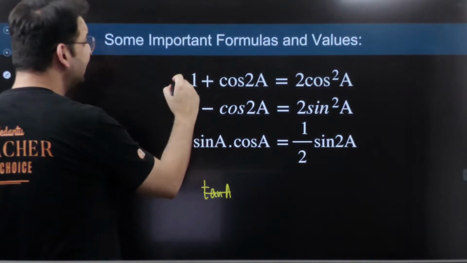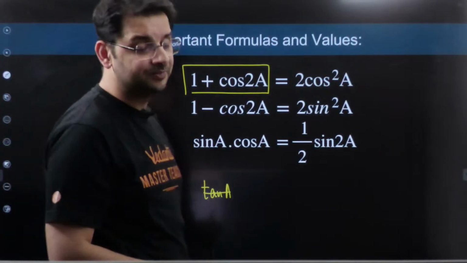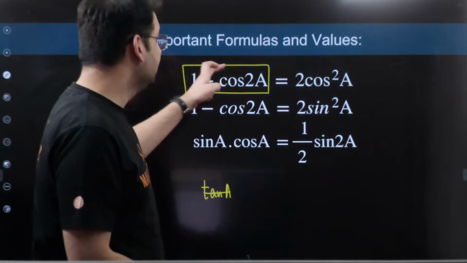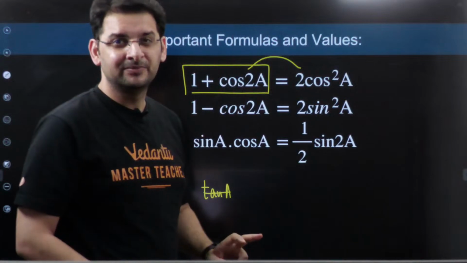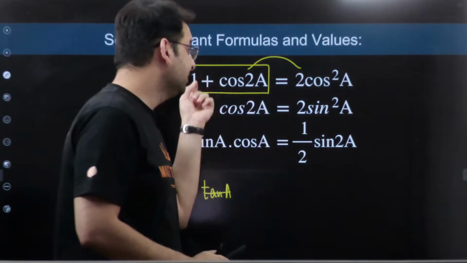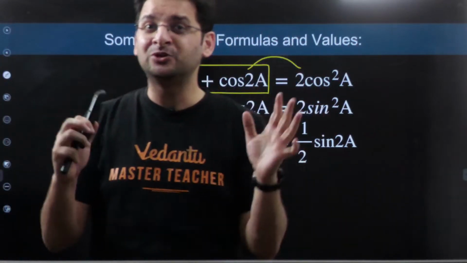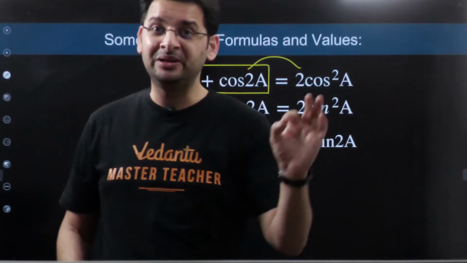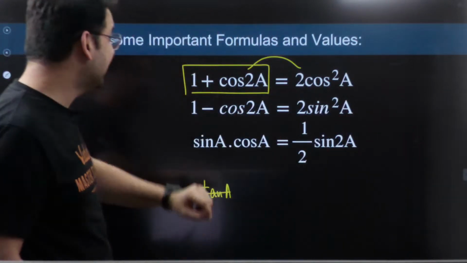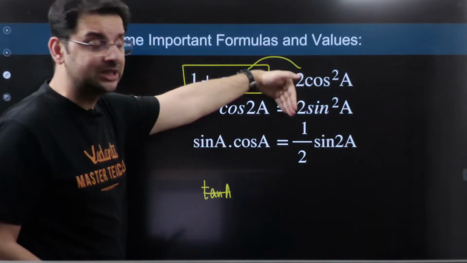So whenever in life you find 1 plus cos 2 theta, you always write 2 cos square theta. Whenever in life you find 1 minus cos 2 theta, you write 2 sin square theta. Right, so entire life, whenever you see this expression, you have to use this, because without this, life is going to be very, very troublesome and difficult. 1 plus cos 2 theta is 2 cos square theta. 1 minus cos 2 theta is 2 sin square theta.